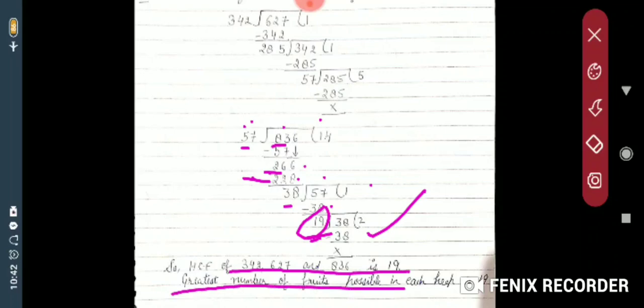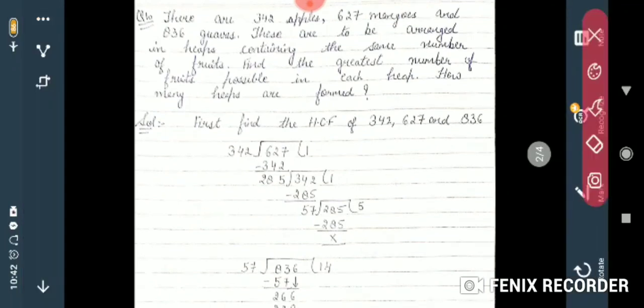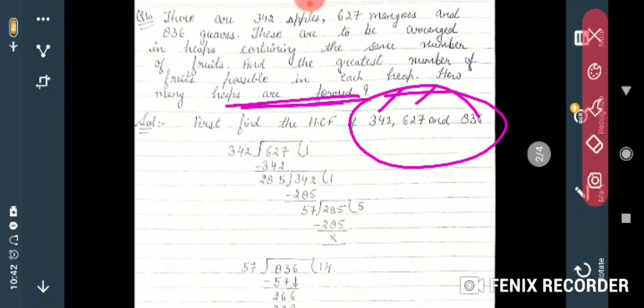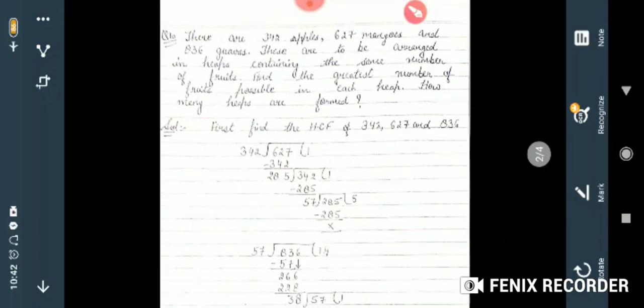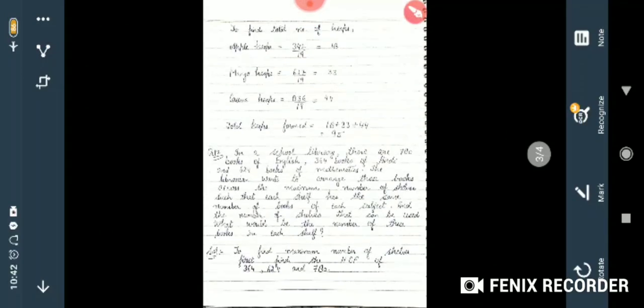So what is the greatest number of fruits that are possible in each heap? It is 19. Now the next question is, how many heaps are formed? As you know very well, apples, mangoes and guava, and the HCF of these fruits is 19. Now you have to find how many heaps are formed. So let's continue and see how we can find it.